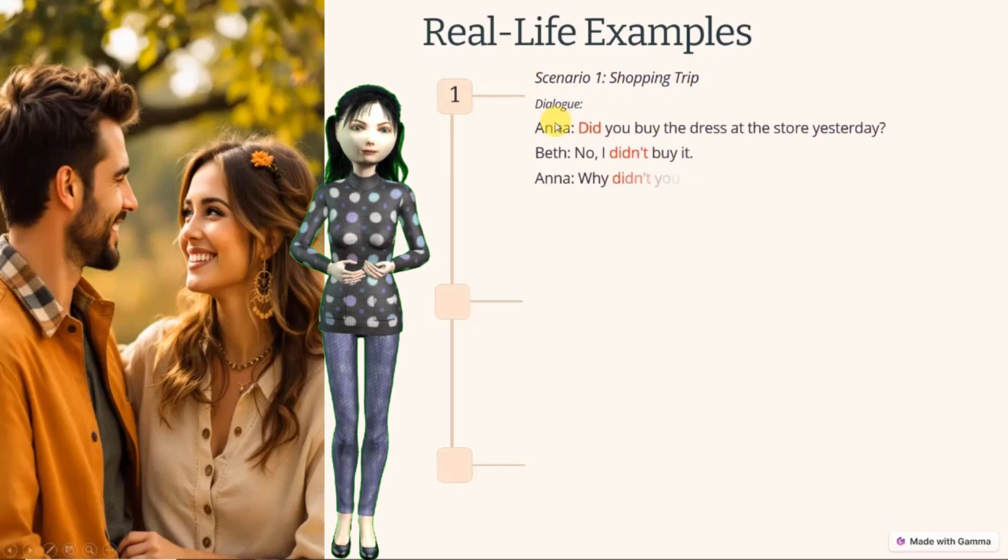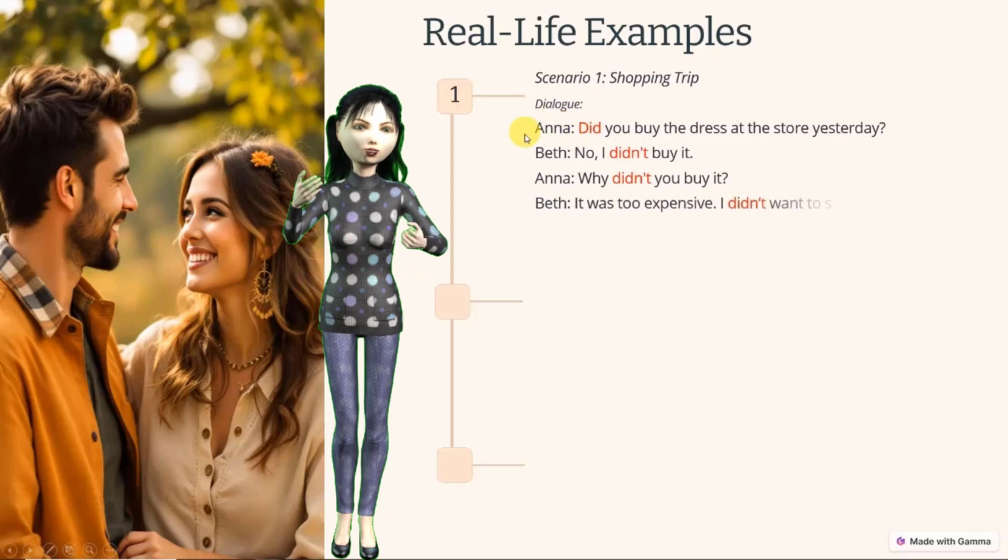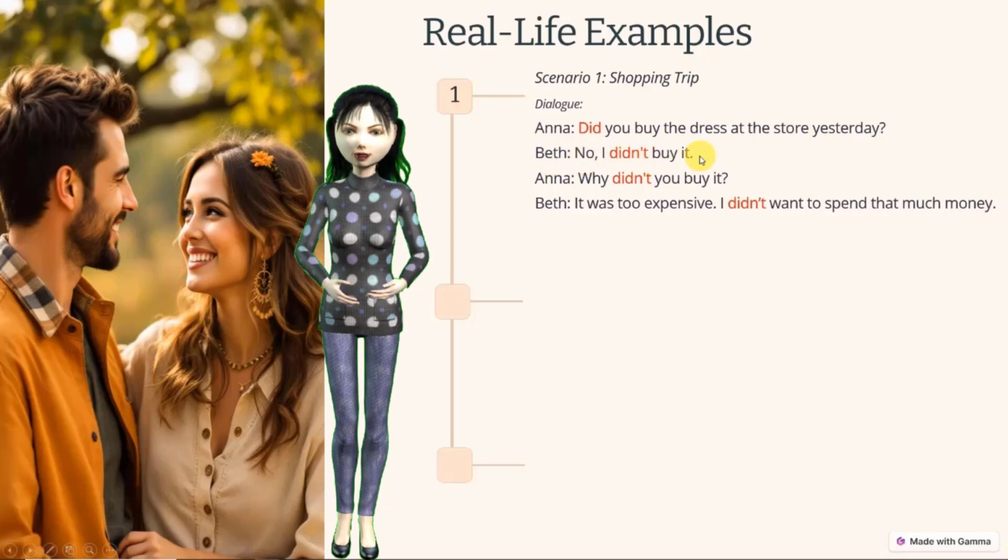The dialogue would be: Anna asks the question, did you buy the dress at the store yesterday? Beth: No, I didn't buy it. Anna: Why didn't you buy it? Beth: It was too expensive. I didn't want to spend that much money. A perfect dialogue to see questions and answers, right?